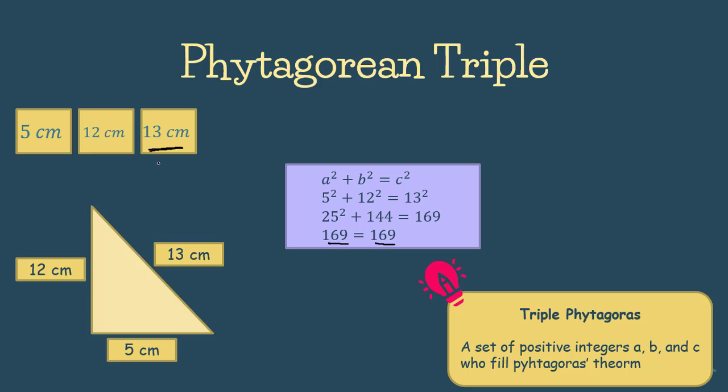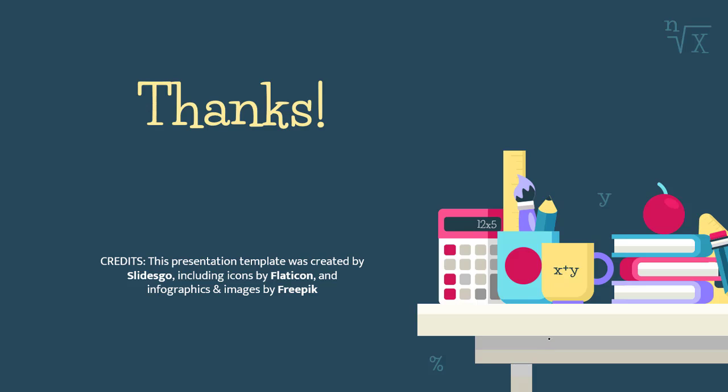It's super easy. And you can see the definition of a Pythagorean triple: a set of positive integers a, b, and c that fulfill the Pythagoras theorem.